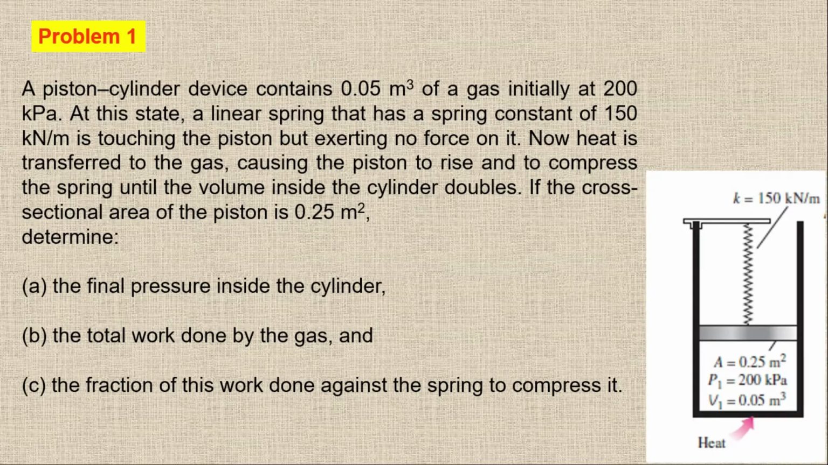So this is the pictorial view of this problem. You can see here we have a piston cylinder device. You can see this black line, this is a cylinder and we have a piston here. The cross section area of the piston is given, which is 0.25 meter square. Initial volume is given, which is 0.05 meter cube. Initial pressure is given, which is 200 kilopascal.